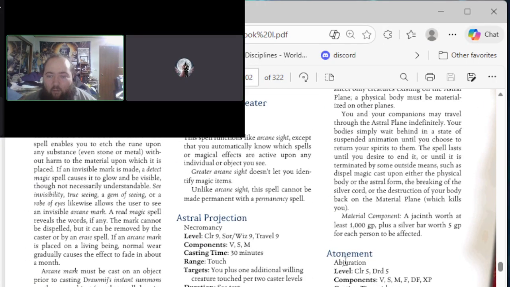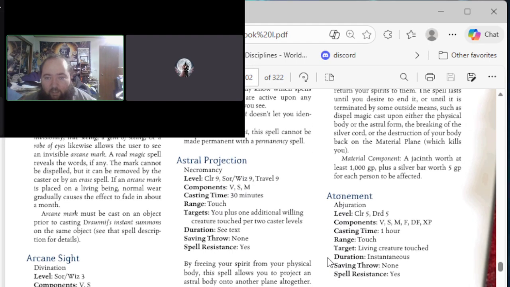The next spell people shit on: Astral Projection, Necromancy, 9th level Cleric, Travel Domain, and Wizard Sorcery spell. So it is literally the highest tier of magic you can get before you go into Epic. Components: Verbal, Somatic, Material. Casting time 30 minutes. Range: touch. Targets you plus one additional willing creature touched per 2 caster levels.